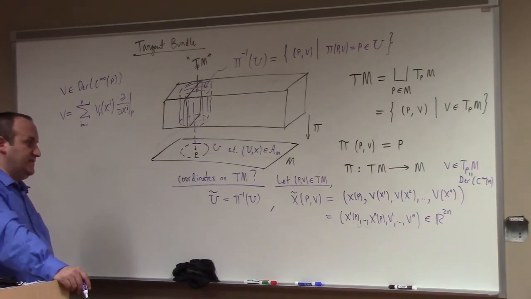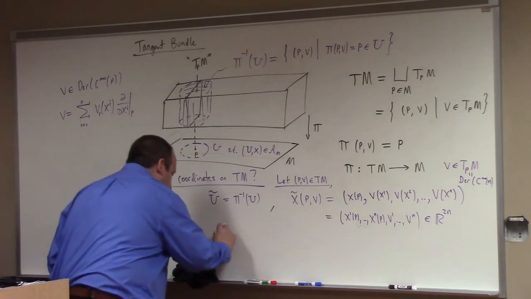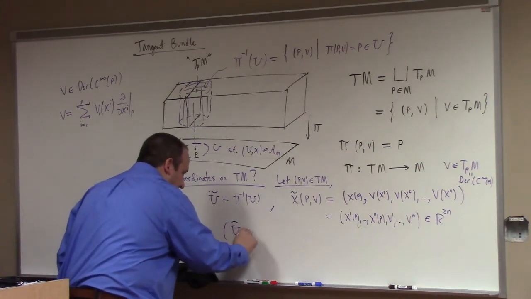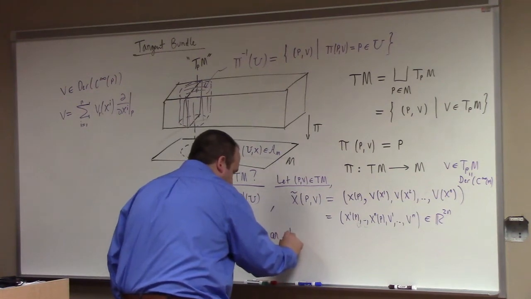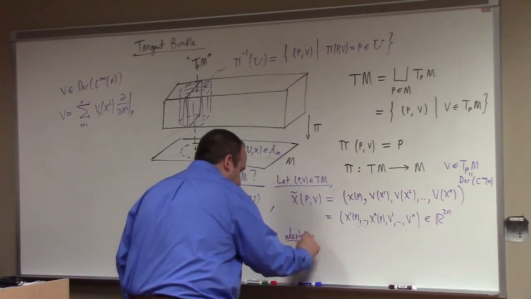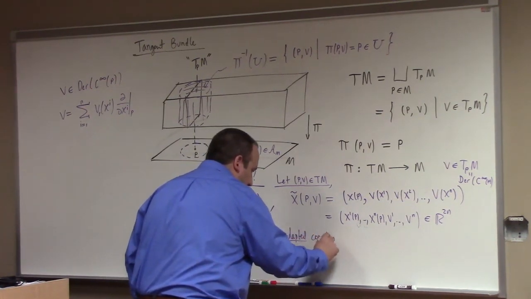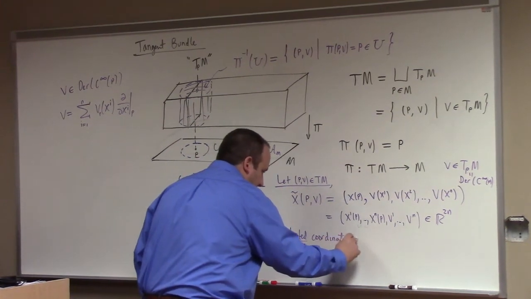By the way, this kind of thing, u tilde comma x tilde, is sometimes called an adapted coordinate chart.